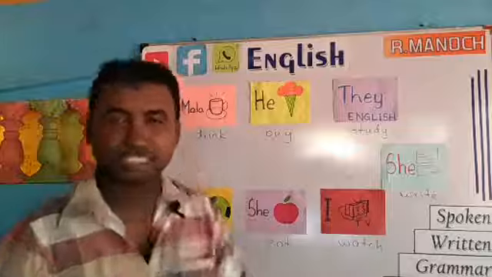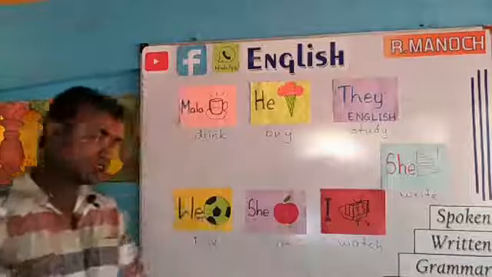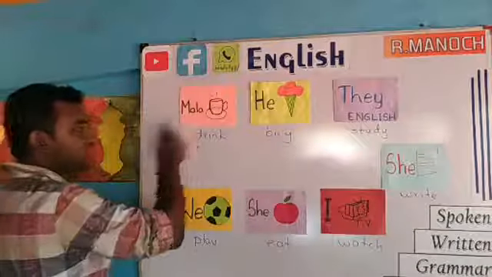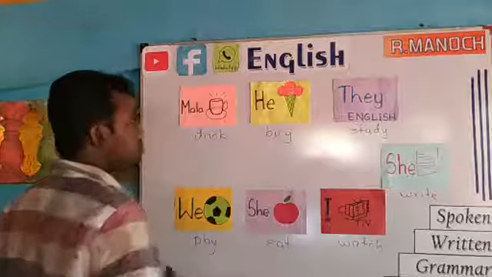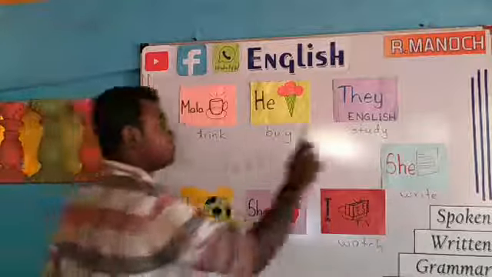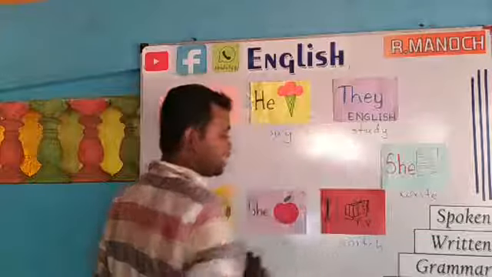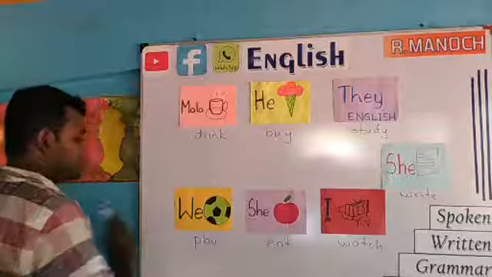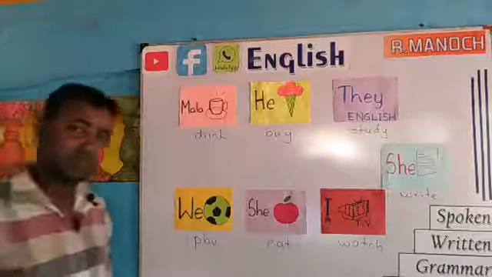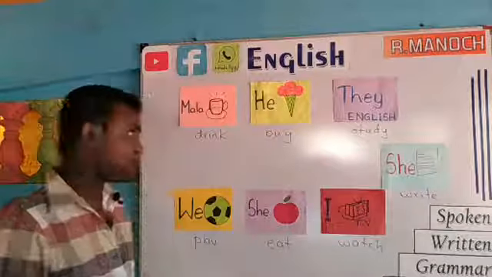Okay, first let me move on to simple present, negative structures, right? Mala doesn't drink coffee. He doesn't buy an ice cream. They don't study English. She doesn't write a letter. I don't watch TV. She doesn't eat an apple, and we don't play football. Simple present negative.